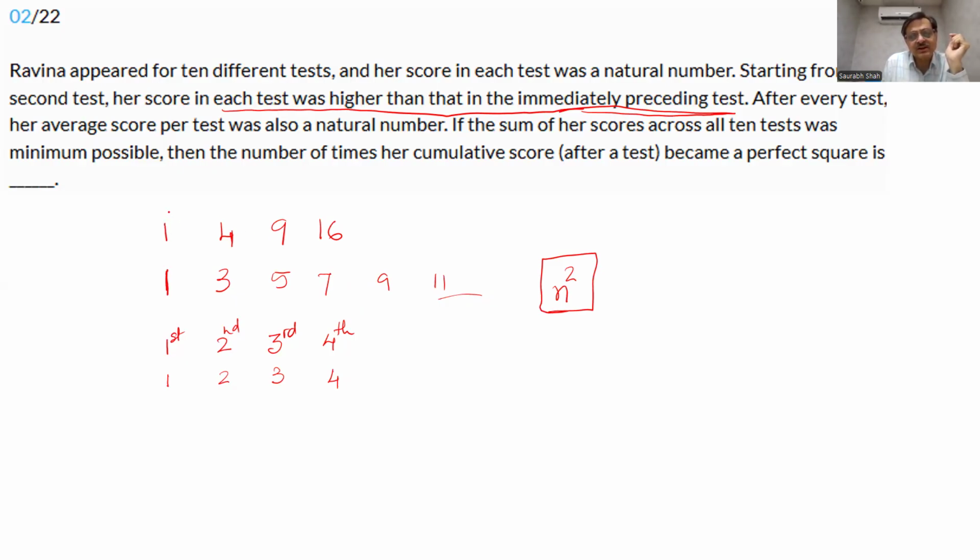First test, cumulative total is 1. Second test, cumulative total is 4, which is 2 square. 9, which is 3 square. 16, which is 4 square.